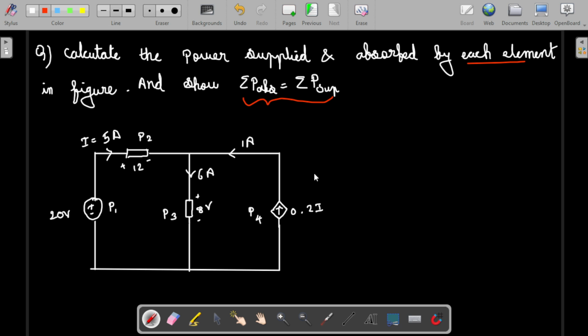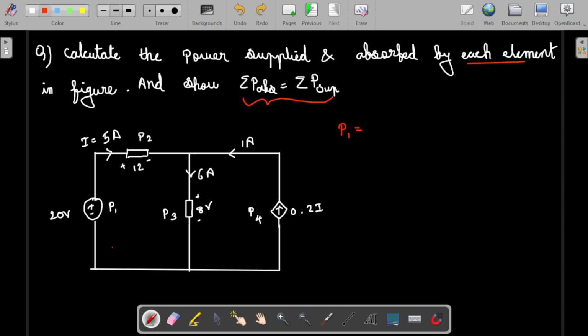Let me take the first one, that is P1. We can calculate P1 directly. We know that power is directly current times voltage. Here, if you see, in this loop the current flowing will be 5 amps. In this entire loop the current will flow as 5 amps, up to this one. Let me remove it because this may confuse.